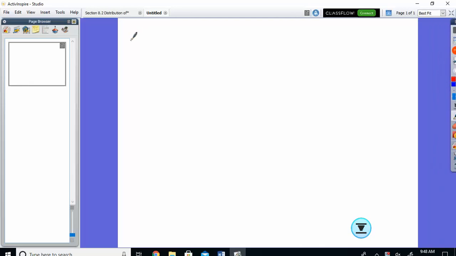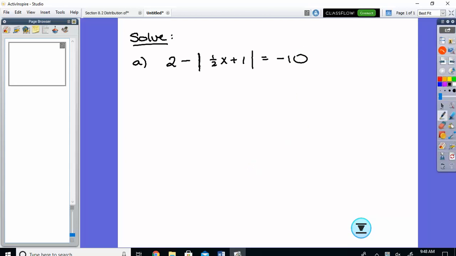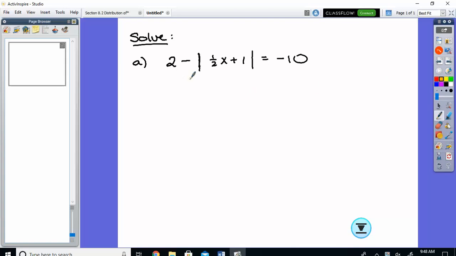We did equations and inequalities. So let's say I asked you to solve each of these. What if I said this. Anytime I give you an absolute value problem, what do you have to do first? Isolate it. Yeah, whether it's an equation or inequality, you have to get that absolute value by itself.